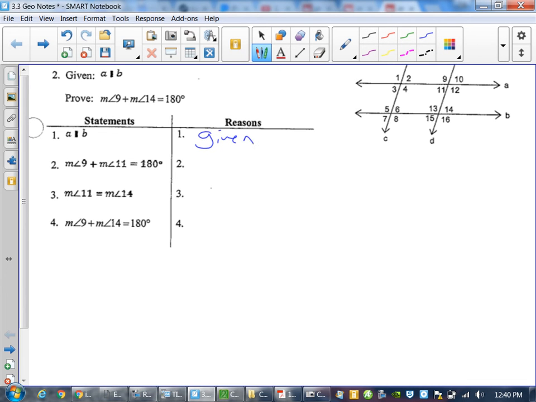So if that's given, if A is parallel to B, then we went to our diagram. We mark it. Okay? Now after that, it said that angles 9 and 11 add together to equal 180. Well, in the diagram, these two guys form what? A linear pair. They're supplementary. I told you guys yesterday, let's use this as definition of linear pair because it's right out of a diagram, okay?